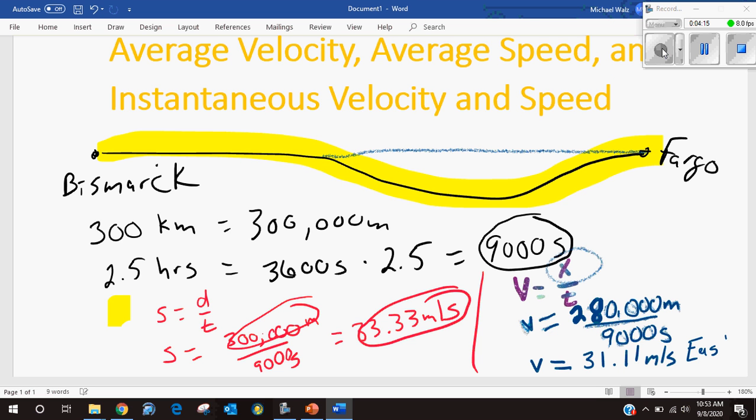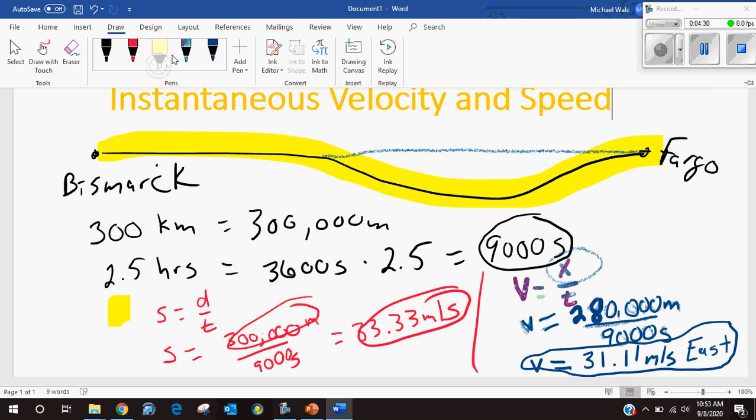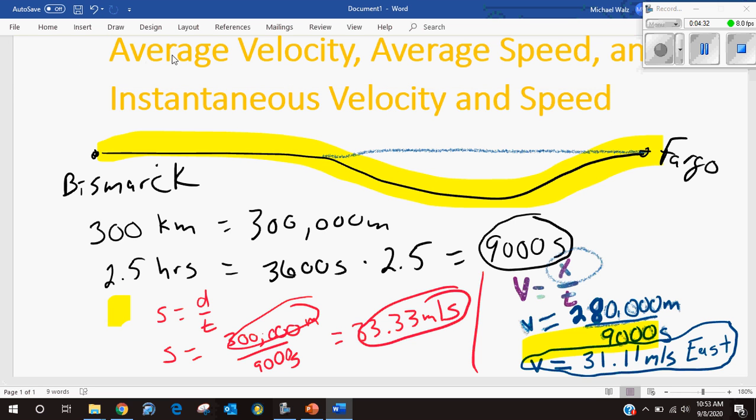And when we get a little further into this course, we're going to have to be really careful with our directions. East is only going to mean directly east. So usually there'd be a little bit more to it, like angle measurements and things, and we'll get into that. But here's your 31.1 meters per second east versus your 33.3 meters per second for your speed.